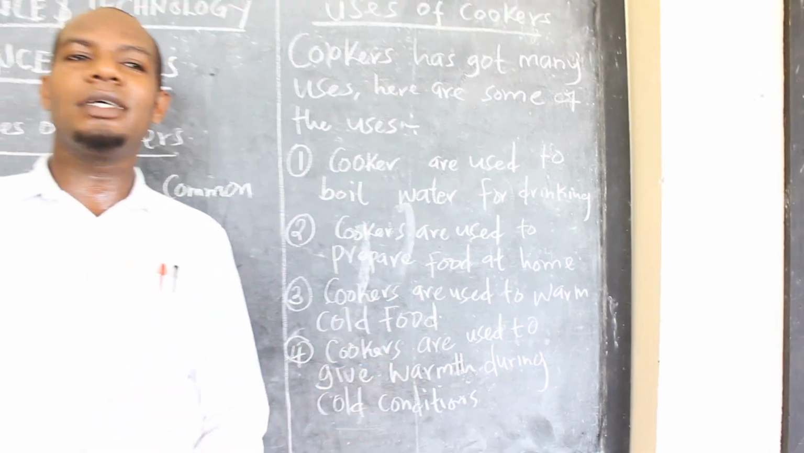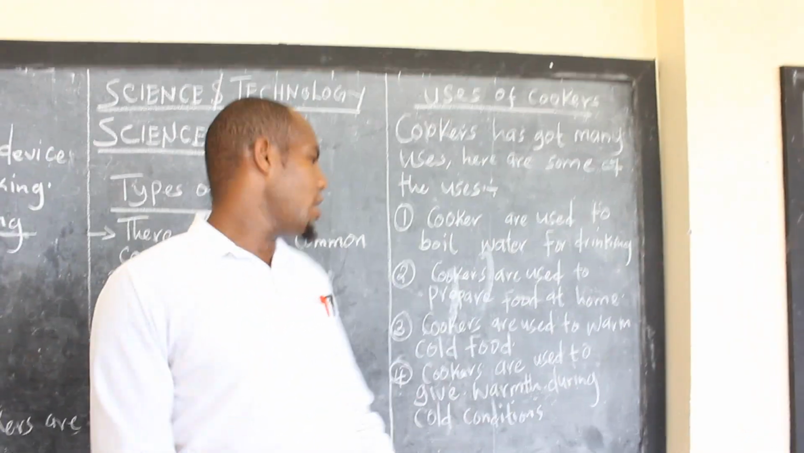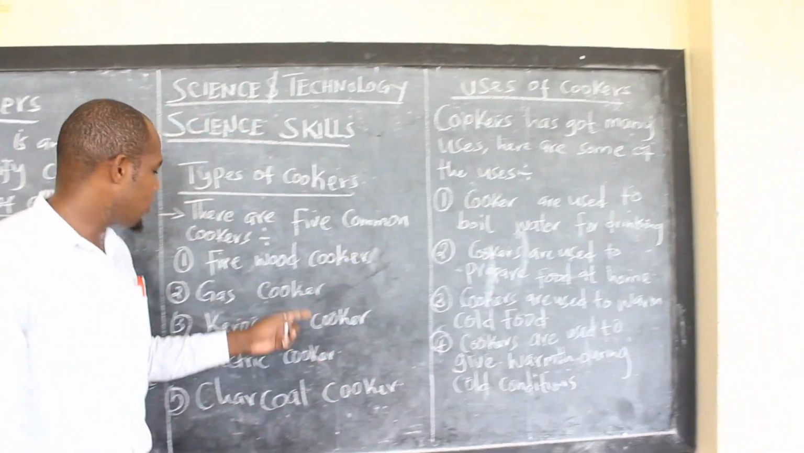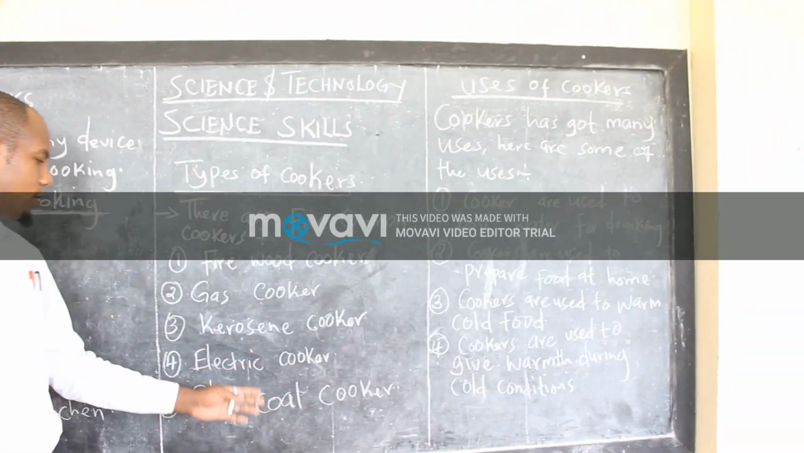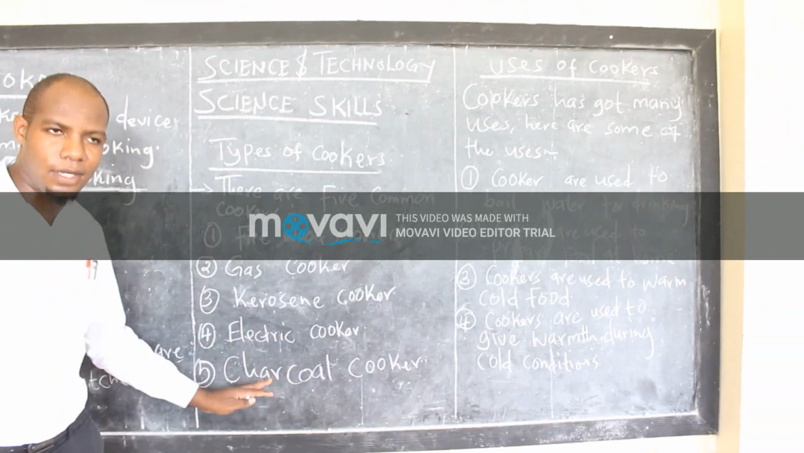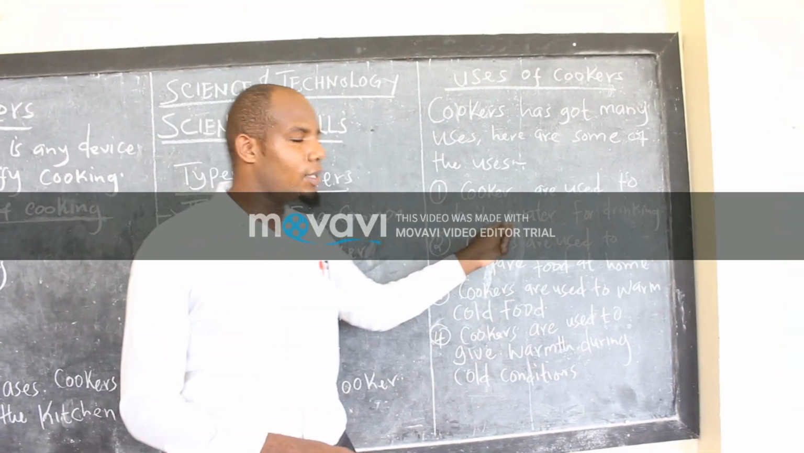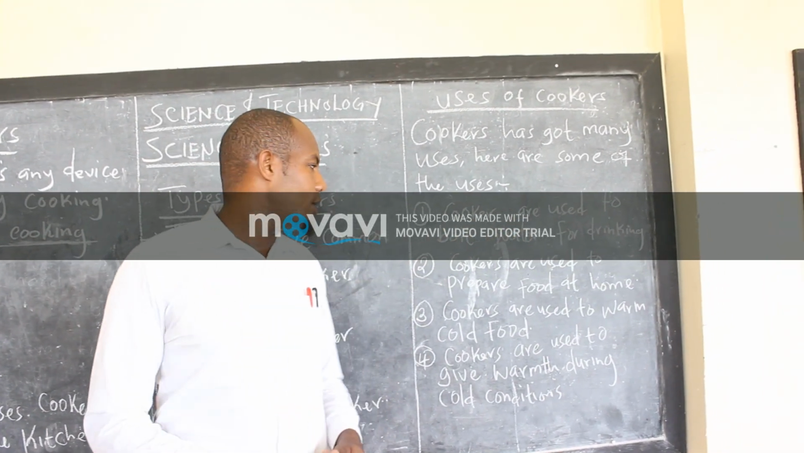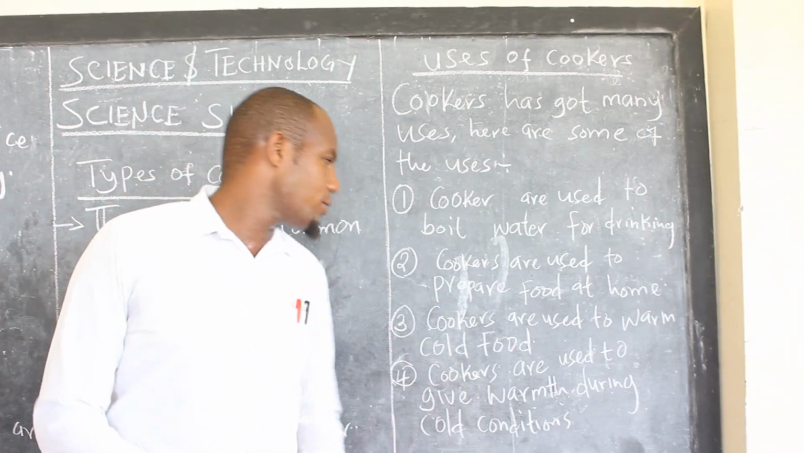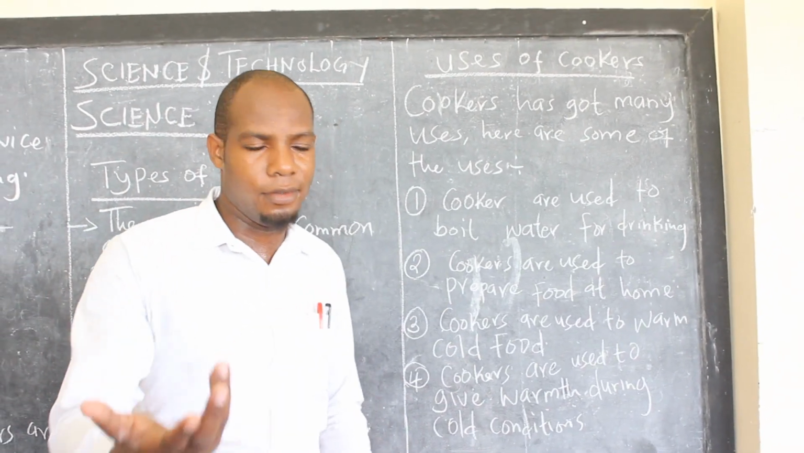It will depend on which type of cooker you have at home. Maybe it is charcoal, or gas, or kerosene, or electric. Whichever you have at home, it is the one that we are going to use to kill the germs from the drinking water. Number 2, cookers are also used to prepare food at home.